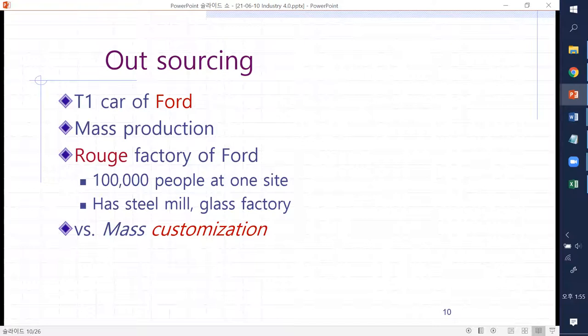Probably it still is, but now the size of the factory is much smaller. But at that time, 100,000 people worked at one factory near Detroit, Michigan. And the factory had a steel mill inside and also a glass factory inside. So the factory made all the parts of the car at one place. So there is no outsourcing.